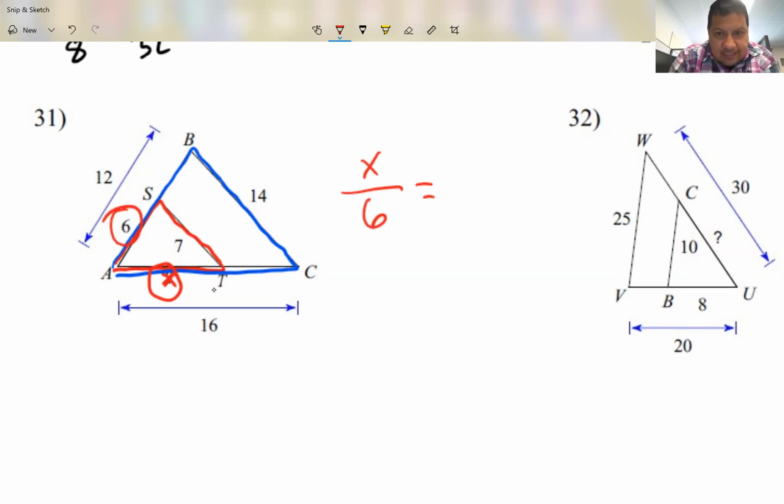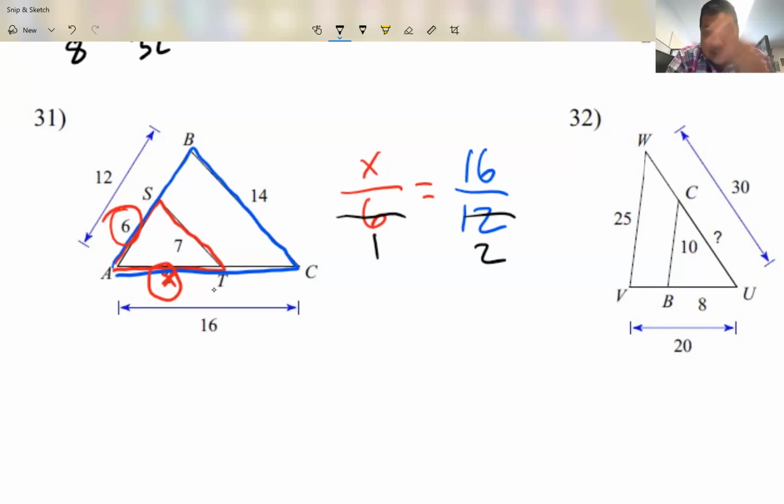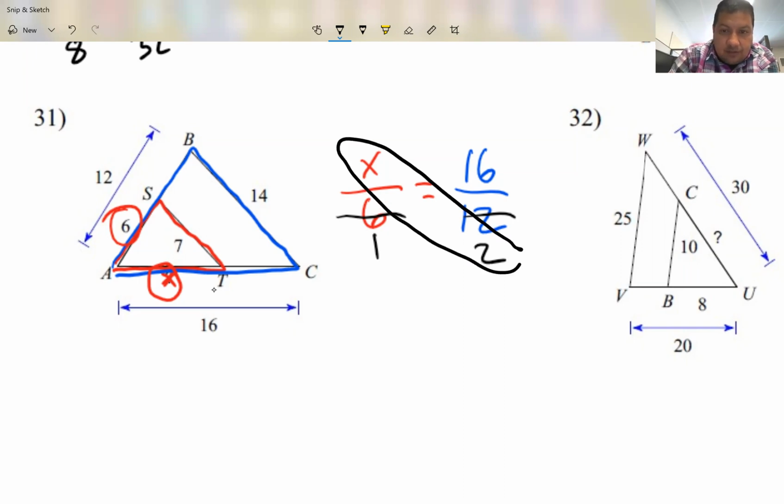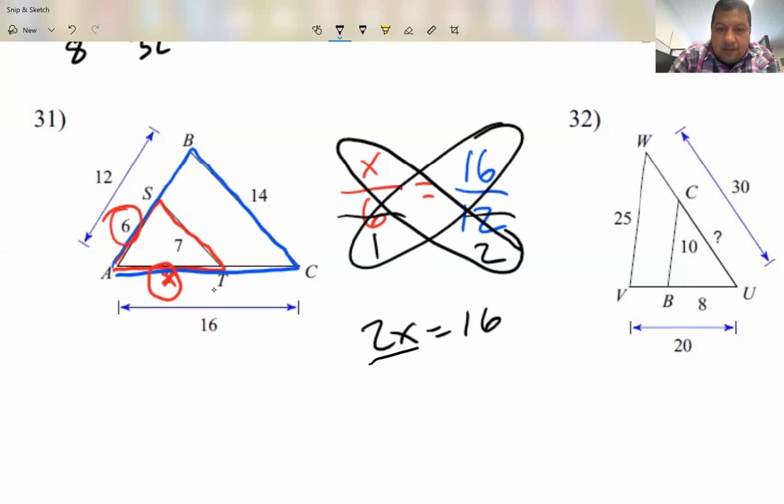So X goes with 16 from the blue, and 6 goes with 12. I can simplify top and bottom, 16 and 12, but I can also simplify sideways, 6 and 12. Let me divide each by 6, so I get 1 and 2. So I can simplify top and bottom, but I can also simplify sideways. The only way I cannot simplify is diagonal, because that's how I multiplied. So 2 times X equals 16 times 1. Divide both sides by 2. X equals 8.